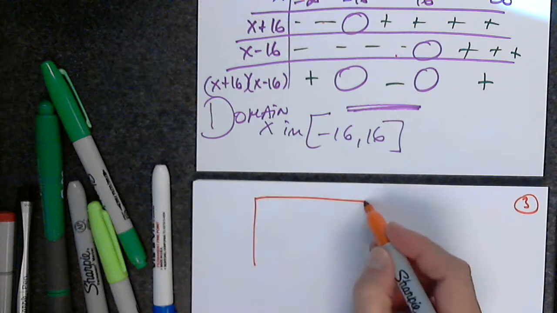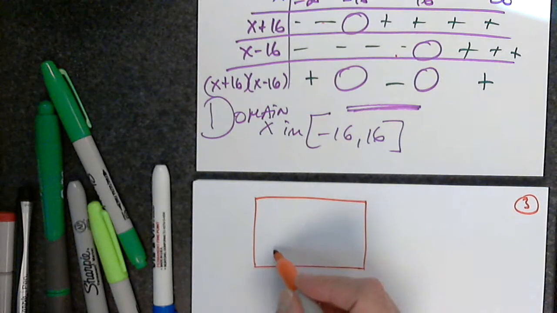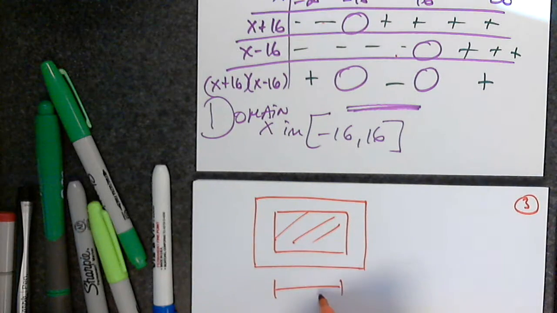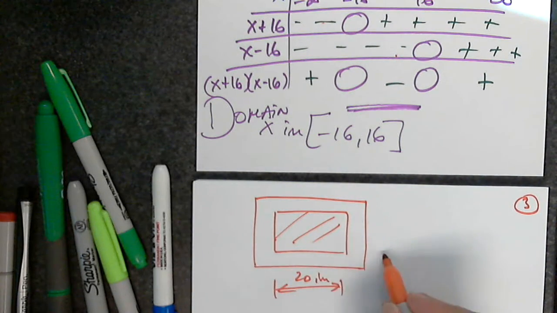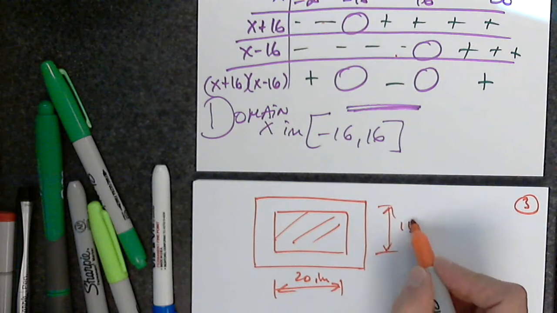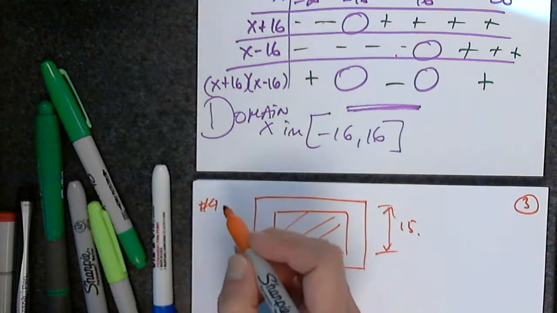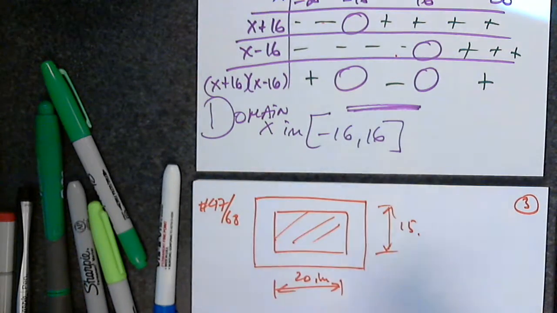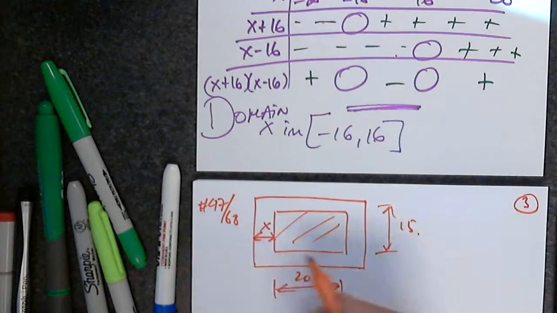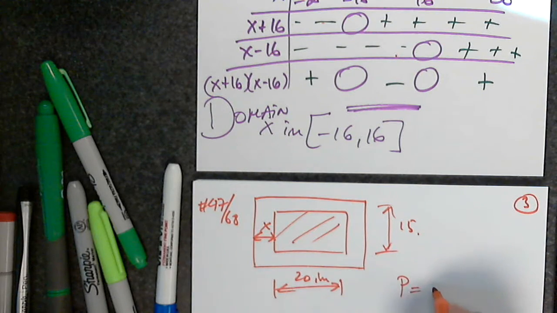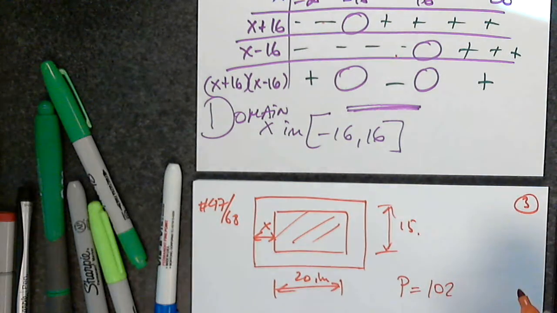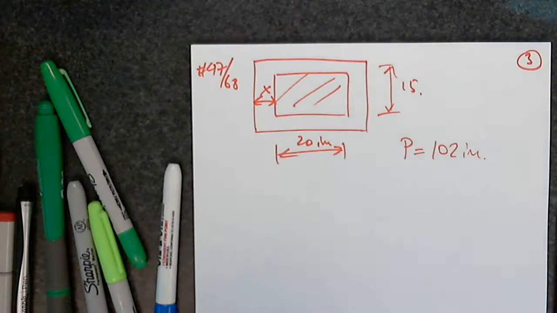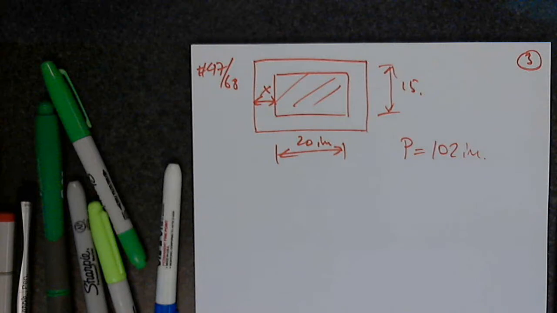So this is the situation. Here's the picture. This is 20 inches by 15. And this is problem 47 on page 68. And this is x. And we have the perimeter of the whole thing to be 102 inches, the perimeter of the mat. Okay. So does anyone have any idea on this?